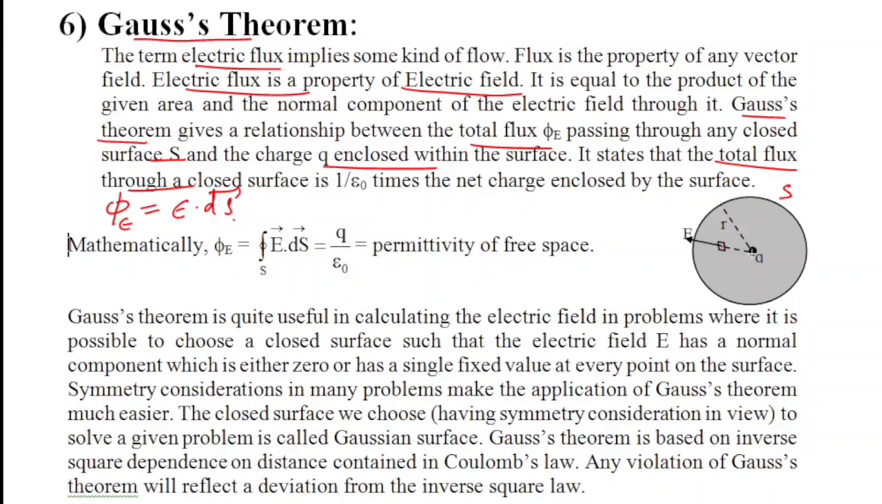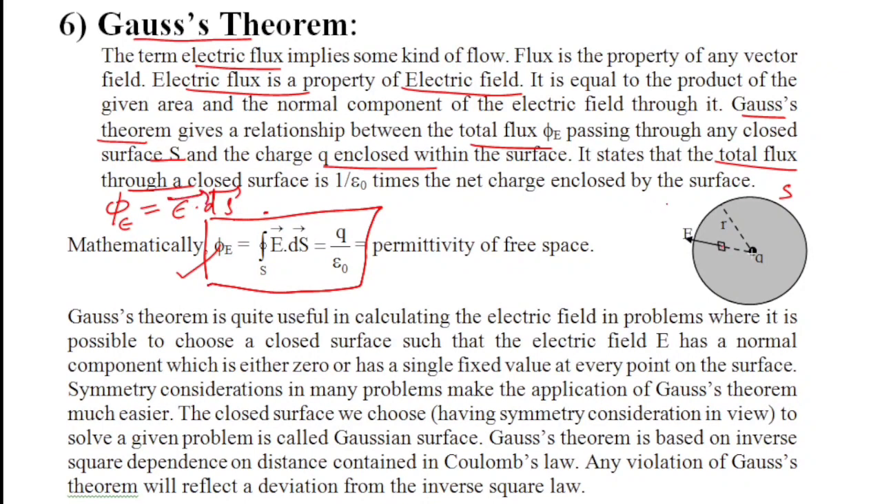Okay. So electric flux is this one, E dot ds. And according to Gauss theorem, total flux through any closed surface is given by this one: the total charge enclosed within that surface divided by epsilon naught. Epsilon naught is the permittivity of free space. You know its value. Total flux through a small area ds is E dot ds.